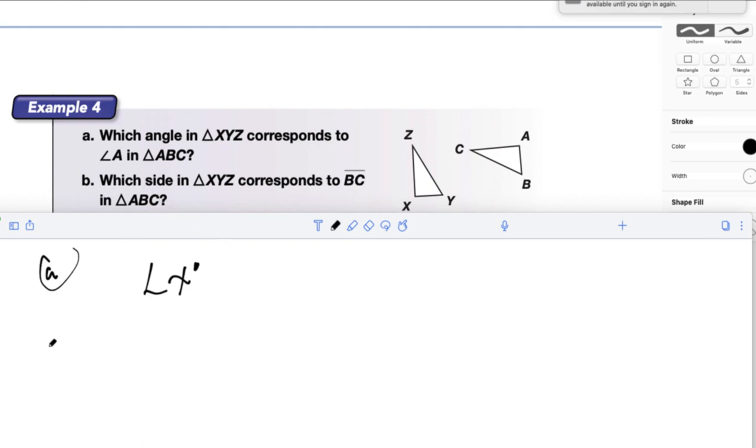Let's look at part B. Part B is asking us which side of XYZ corresponds to BC. This actually has the same idea. Look at this. BC is here. YZ is here. Let's look at the picture. BC is this long side. YZ is this long side. So we can see that BC corresponds to YZ.